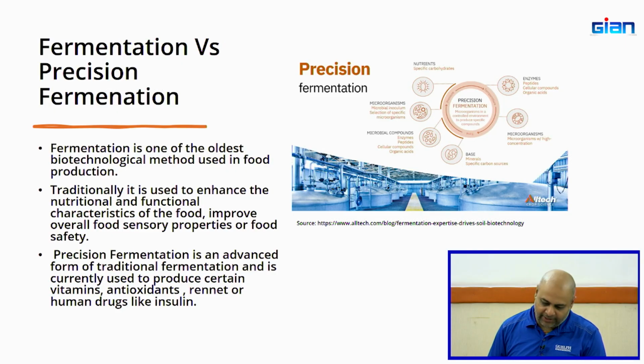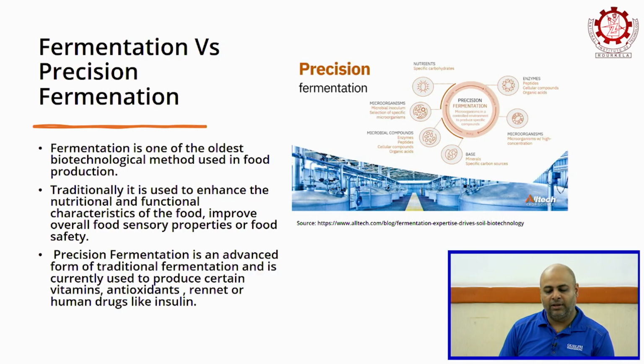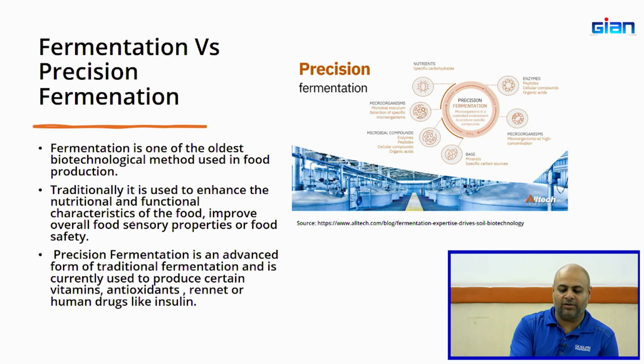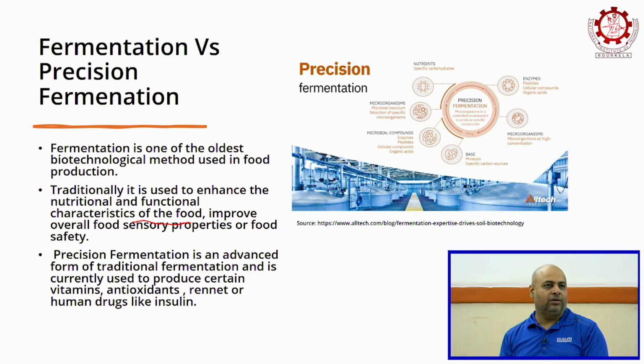Now let's talk about precision fermentation. Fermentation, as we all discussed, is a very old biotechnological method which has been used in food production. During the introduction, Dr. Sabyasachi told you about breweries and beverages, the alcoholic and non-alcoholic beverages that are produced using the fermentation process. Traditionally it has been used to enhance the nutritional and functional characteristics of food, and improve the overall food sensory properties or food safety. We improve the sensory properties by producing enzymes, so fermentation has been used to make those enzymes.